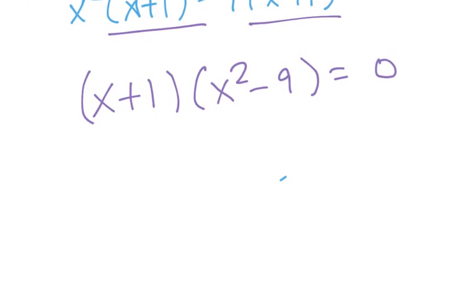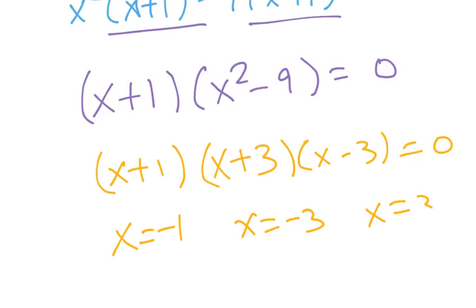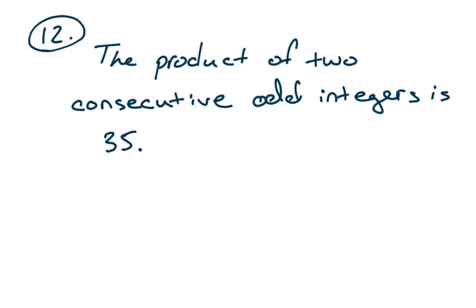X squared minus 9 is also, just like in the previous example, the difference of squares. So I can break that down to x plus 3, x minus 3. This is my preferred way of doing it, and hopefully yours as well. And so we break these down, and we get our answers. So hopefully that's okay. Moving right along.